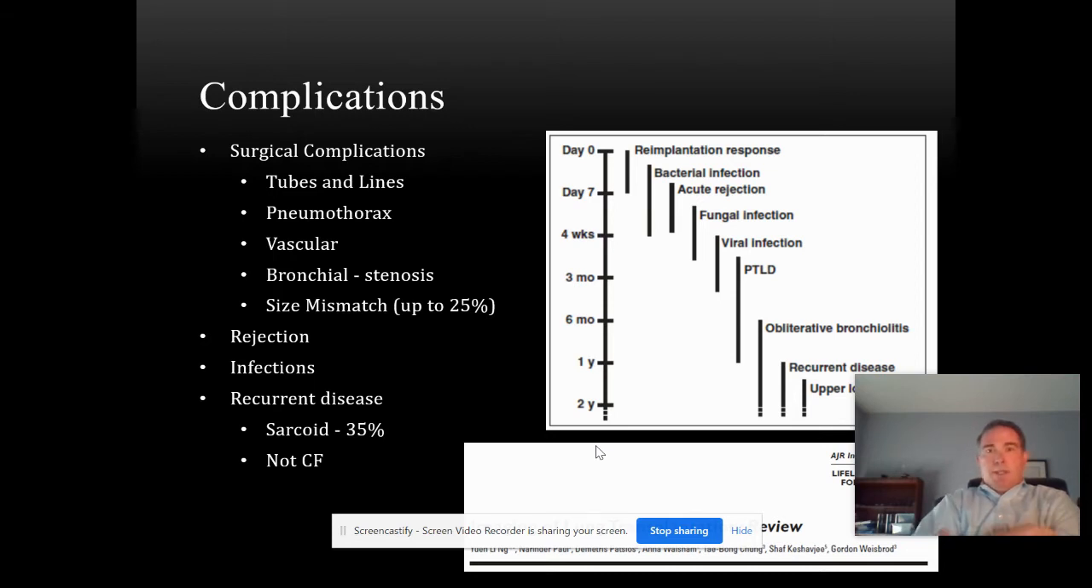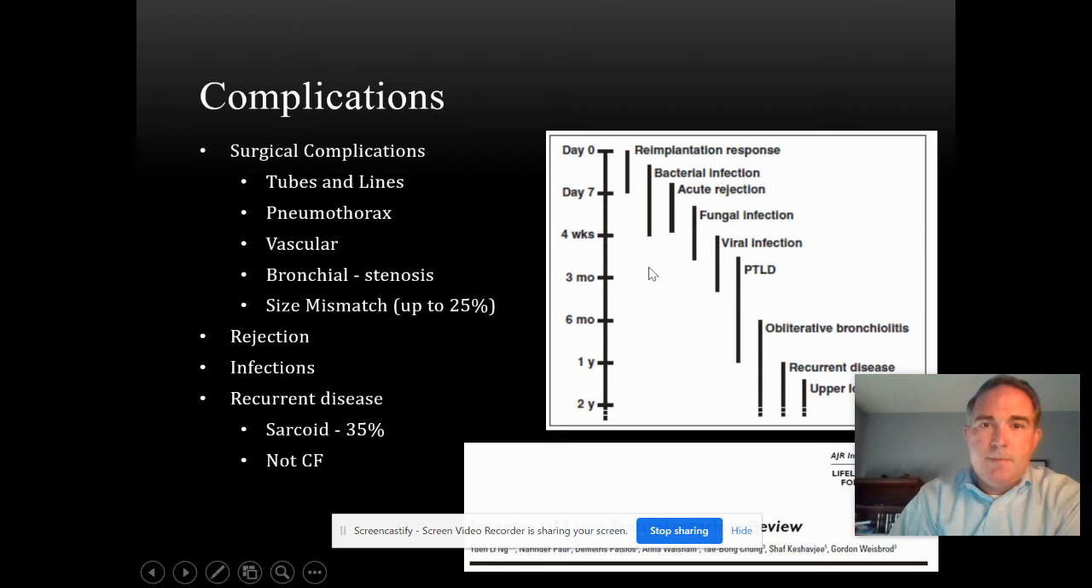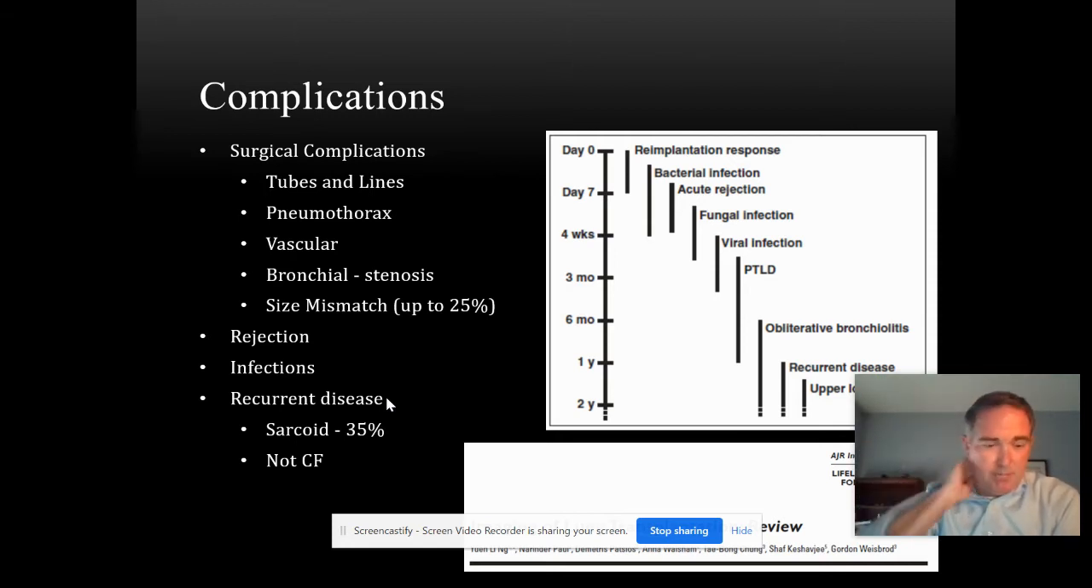So generally speaking, if you have an infection within the first couple of weeks, it's typically going to be bacterial, hospital-acquired bacterial infections. Not until later on, into weeks and months, can you start getting fungal or viral infections, and post-transplant lymphoproliferative disorders are going to be more chronic or longer term. Chronic rejection manifests itself as obliterative bronchiolitis, and then recurrent disease is also possible. Sarcoid can recur. Cystic fibrosis does not recur because the calcium channels in the transplant lungs are fine.